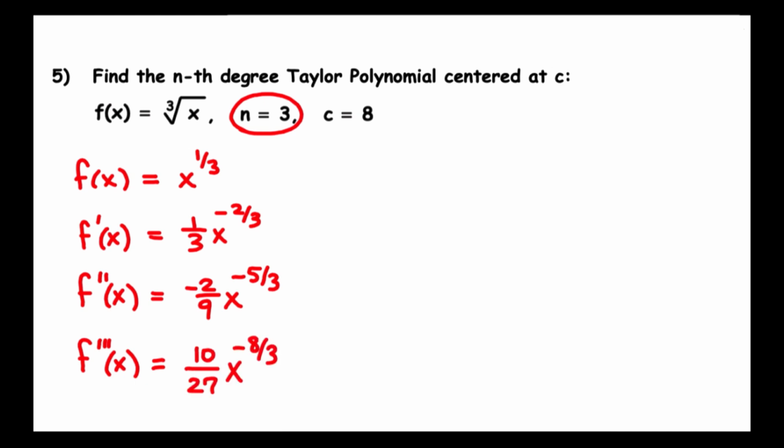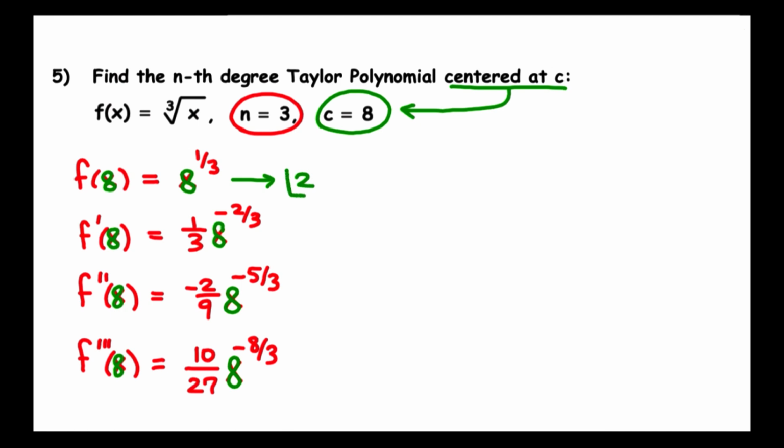All right, we want to have this centered at c equals 8, so I'm going to change colors to green. I'll simply change all the x's to 8s. Did you see what I did there? That's pretty slick. All right, 8 to the 1/3 is the cube root of 8. That's 2. And I like to put my little squares around the coefficients. Okay, got to think about this. 1/3.